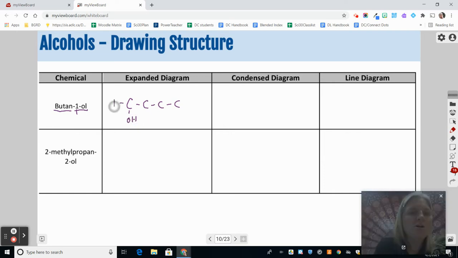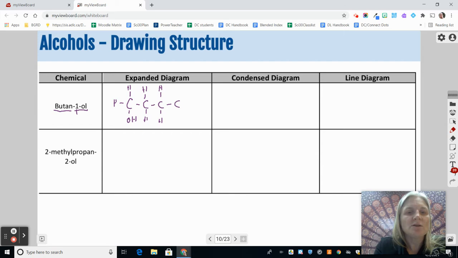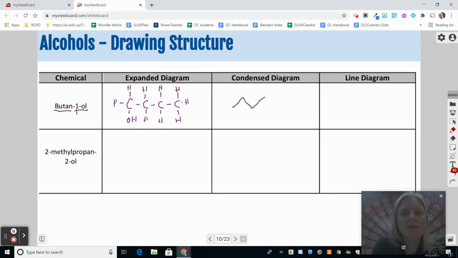That means all the rest of the bonds around each carbon are just filled in with hydrogens. Remember, every carbon has 4 bonds. It already has 2, so 2 more hydrogens are added. It has 1 bond, so we add another 3 hydrogens to that carbon. For the condensed diagram, I'm going to draw my 4-carbon chain: 1, 2, 3, 4. And then from my carbon here, I'm going to have an OH group.